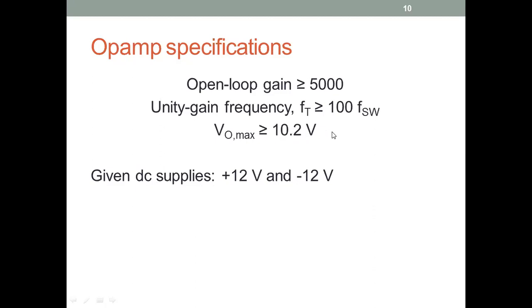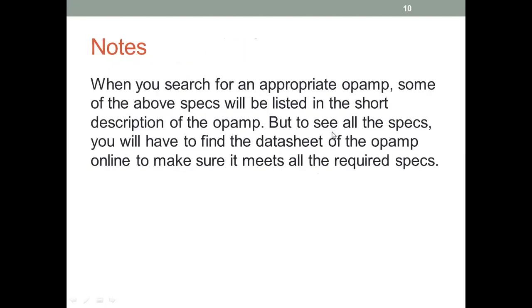Now you have to find an op-amp that meets these specifications. How are you going to find it? So here is a little note. In SPICE, when you choose an op-amp, it will show you one or two of the specifications right there when you click on that op-amp number. But if you want to see all the detailed specs, you'll have to actually find the data sheet of the op-amp online and make sure that it meets all the required specs.